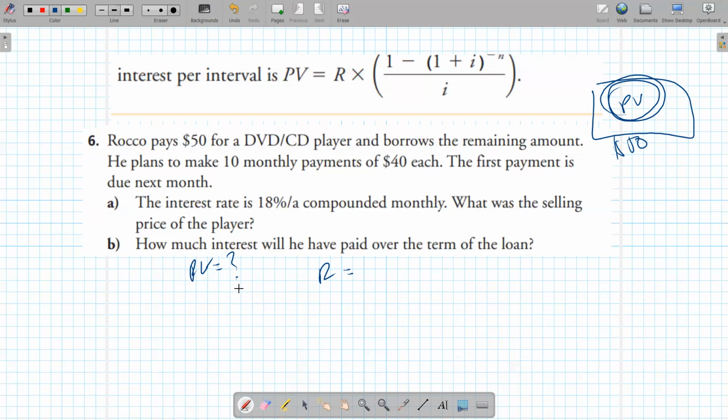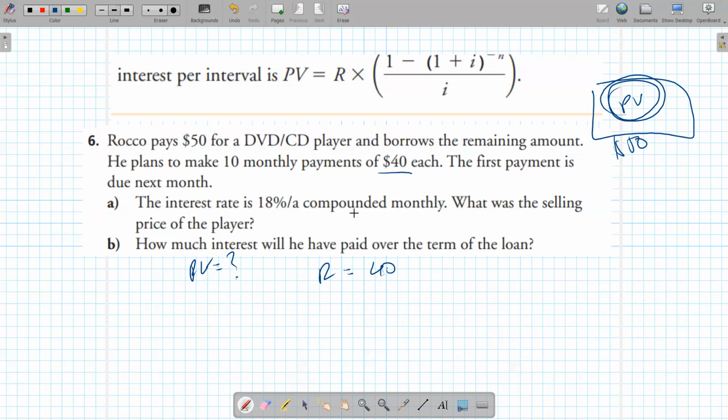Is R 50? No, actually it says here payments are $40 each, so R is 40. So what's 50? 50 is the down payment, which once we find the present value, we're going to add 50 to that. Then that's going to be the selling price of the player. Okay. What else do we know here?